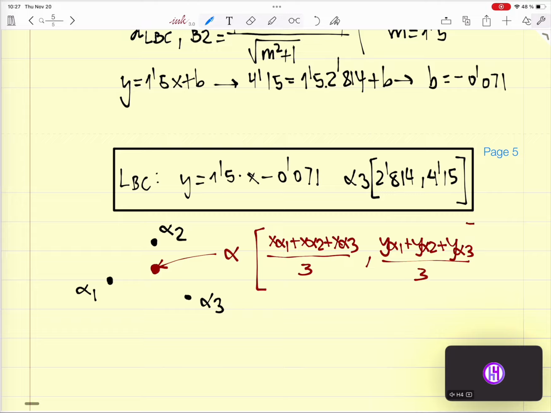Okay, this is like a mean value for the two coordinates. So we are getting then, if we insert the numbers, 2.89 for the x and then 1.978 for the y. Okay, so this is our point alpha.